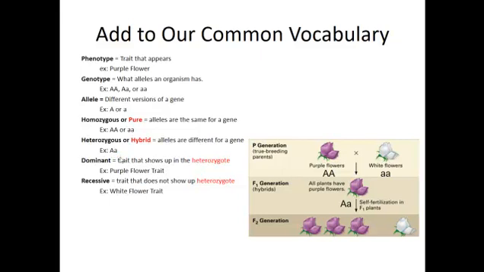And again, we've been talking about the trait dominant, the one that shows up in this hybrid, or heterozygote. In this case, the dominant trait is purple. The recessive trait is the one that does not show up. So because we don't see white flowers in this F1 generation, we're going to call that our recessive trait.